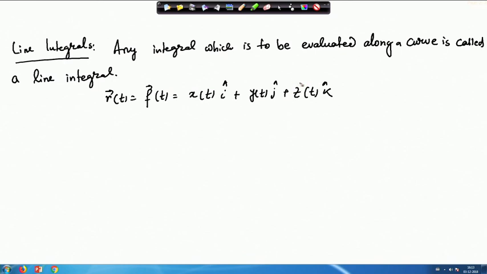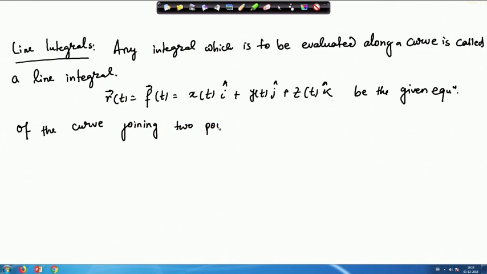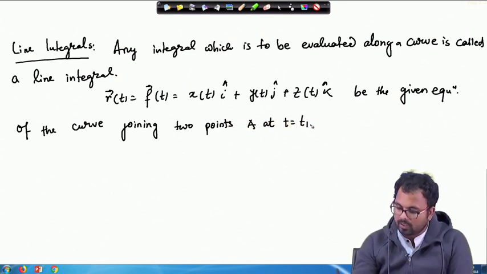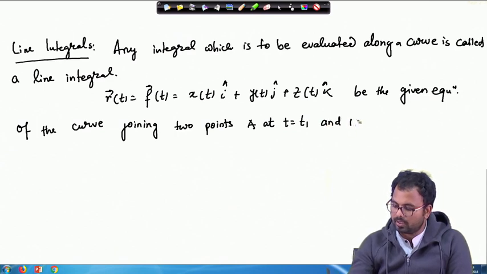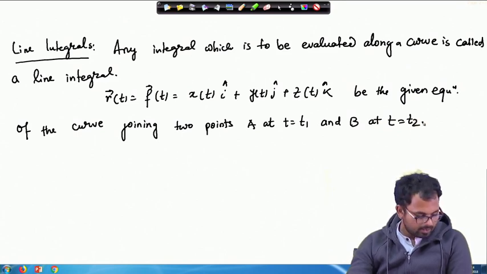And suppose we are integrating along the given equation of the curve joining two points. So two points which are, let us say, A at t equals t1, and the second point is B at t equals t2. Since these are obvious, I am not drawing any figure.